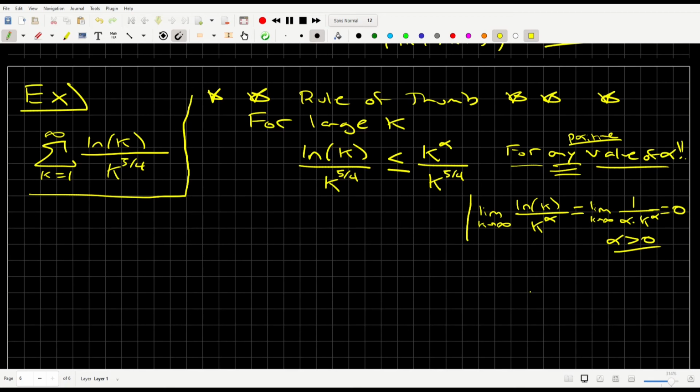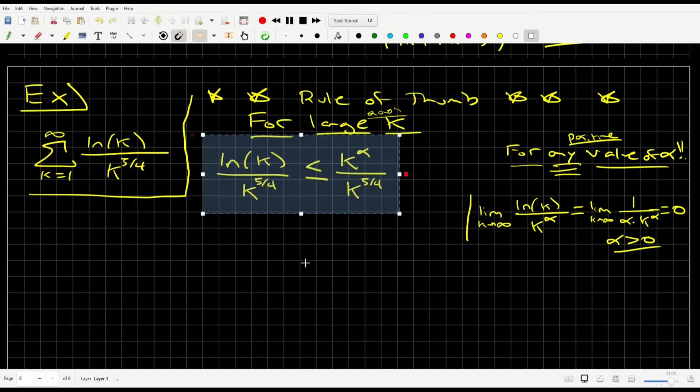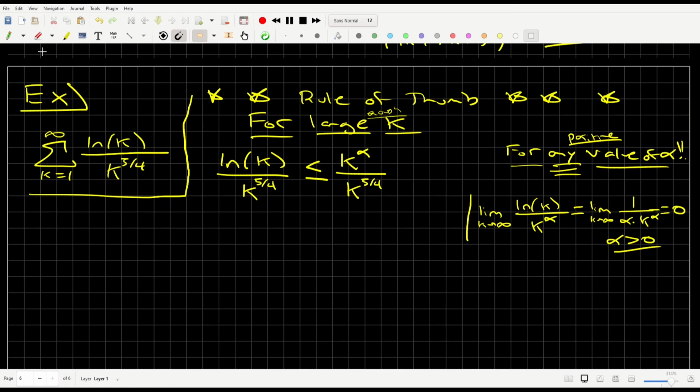So what this means is that the logarithm function is growing much slower than k to the alpha. So eventually, for large values of k, natural log of k will always be less than or equal to k to the alpha, which is the same as saying natural logarithm of k over k to the 5/4 will always be less than or equal to k to the alpha minus 5/4.